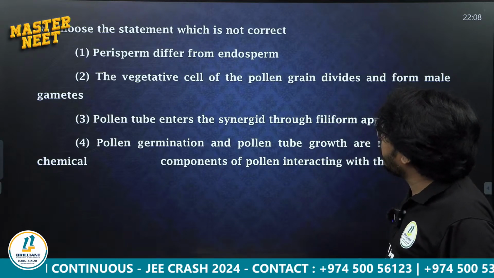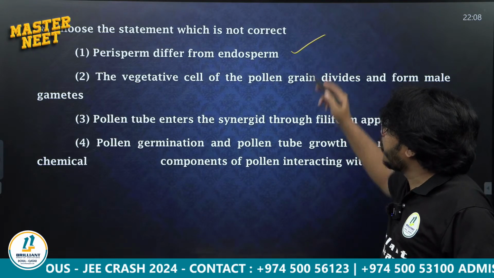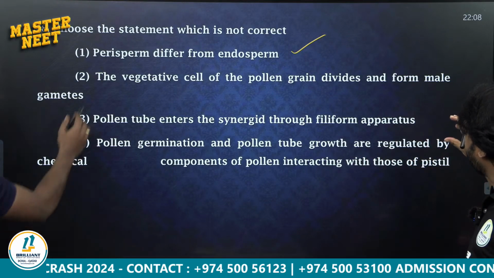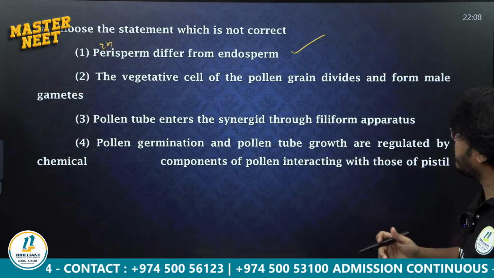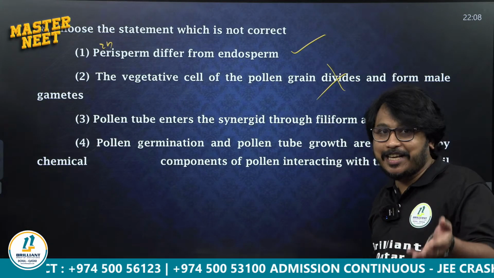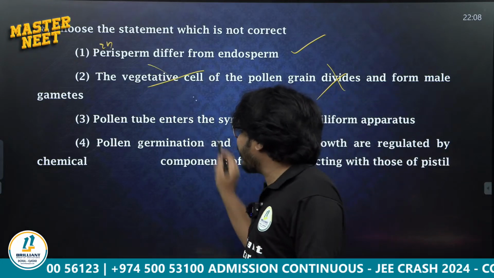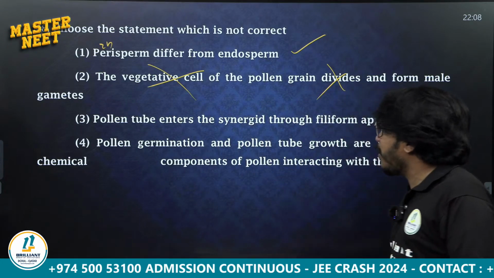Next one, choose the statement which is not correct. Perisperm differs from endosperm. That is actually correct. Vegetative cell of pollen grain divides and forms male gametes. That is actually wrong. You know that it is the generative cell, not the vegetative cell, that is going to divide and form the male gametes.